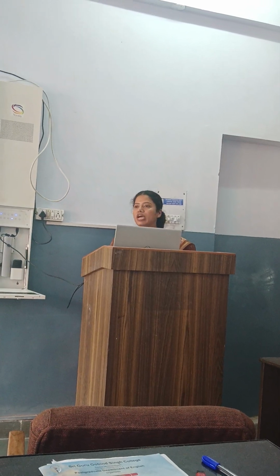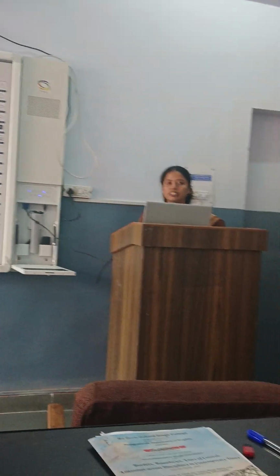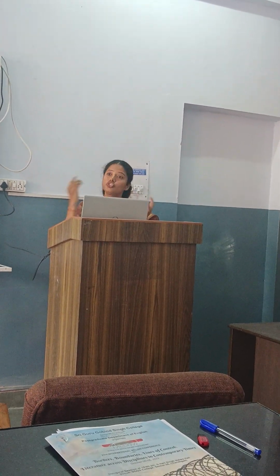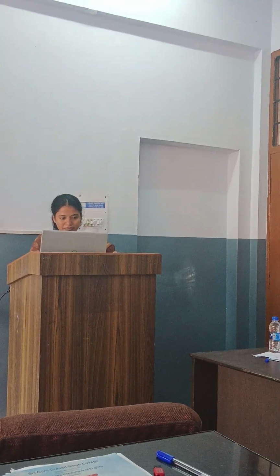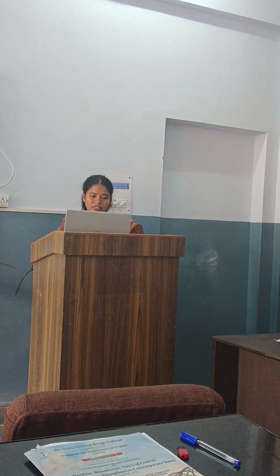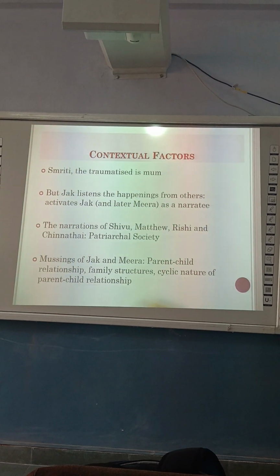And all these contextual elements, the element of patriarchy, the parent-child relationship, the cyclic nature of the parent-child relationship, the society, the cross-cultural space in which it happens, all these elements are brought into play during these narrations by different characters to Jack, the father, about what happened to Smriti. Now, contextual factors. So Smriti is traumatized when she is young, but Jack misses it. And it activates Jack as an enemy.